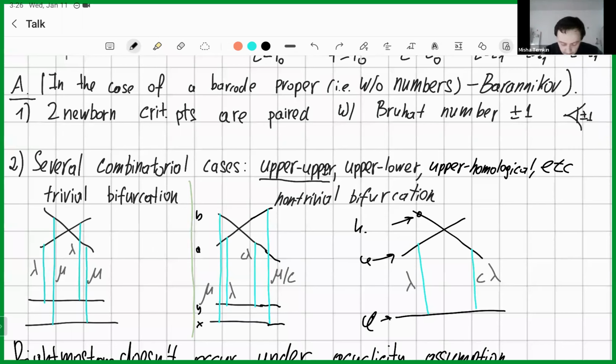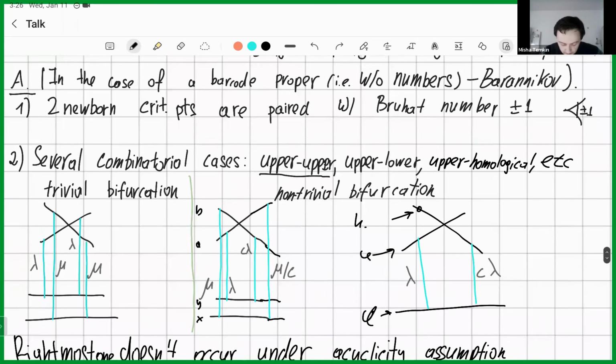So how does it help us? Well, in the following way.